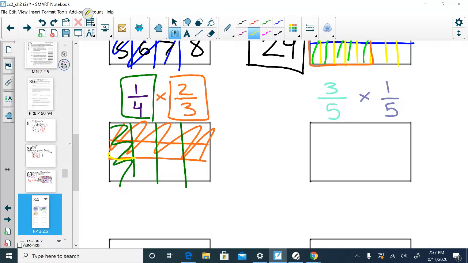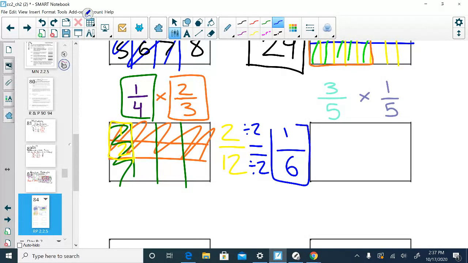It's going to be right here. These 2 pieces out of 3 times 4, 12. So it's going to be 2 out of 12. And can we reduce this? Yes, we can. We could do 2 divided by 2, 12 divided by 2. And so I have 1/6 is my final answer.